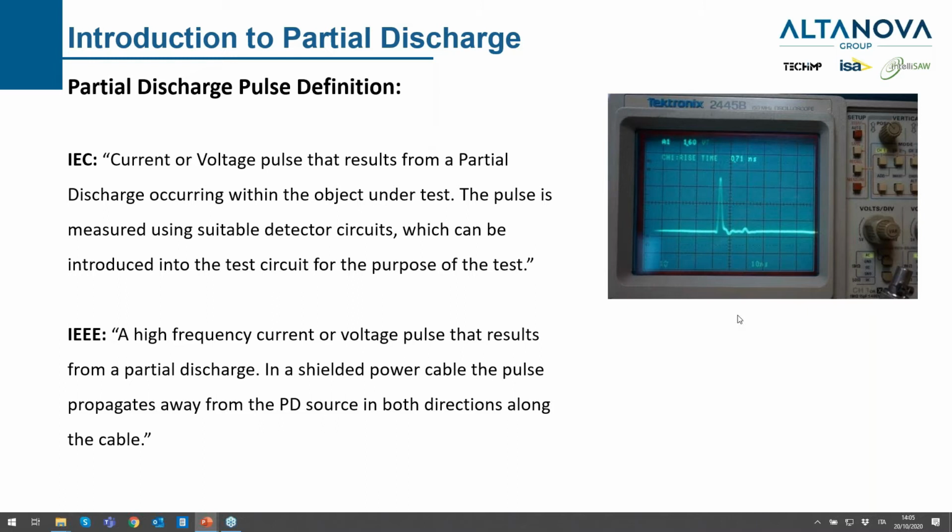Here we have, let's say, a traditional PD pulse visualized with an oscilloscope, an analog one. At the bottom, we have a more today technology, with a digitalized pulse given by Tekim instrumentation.